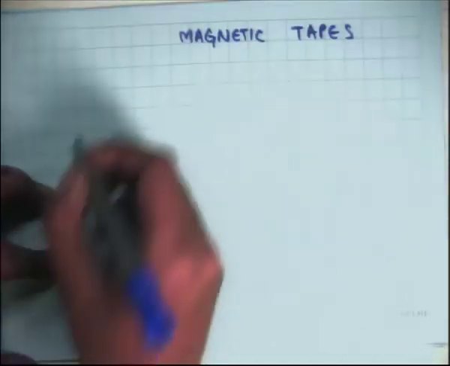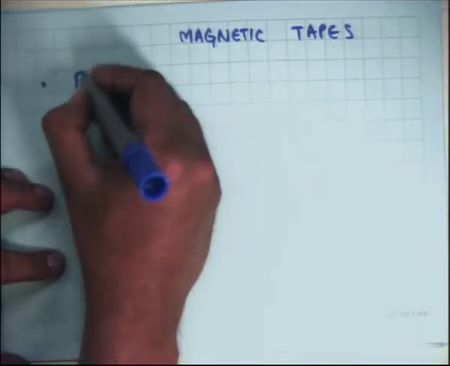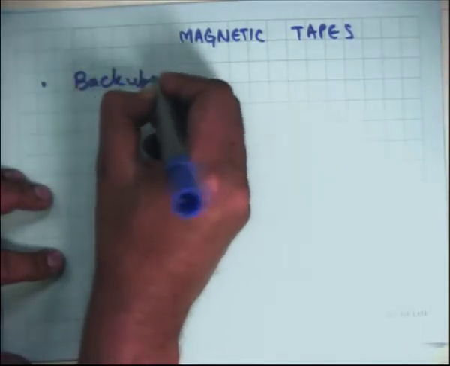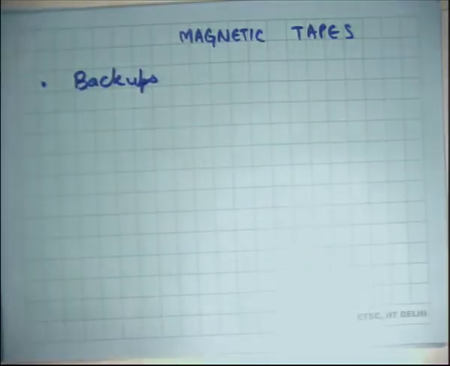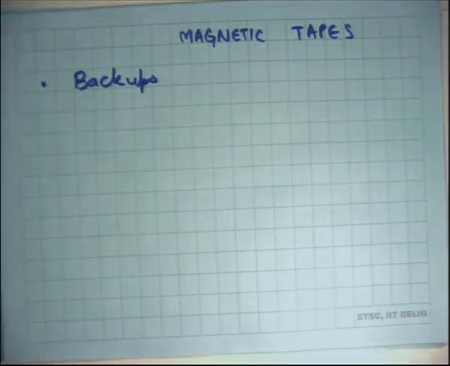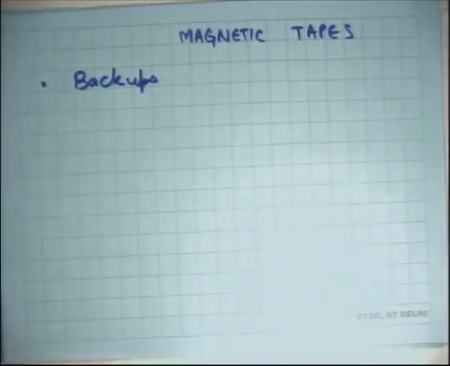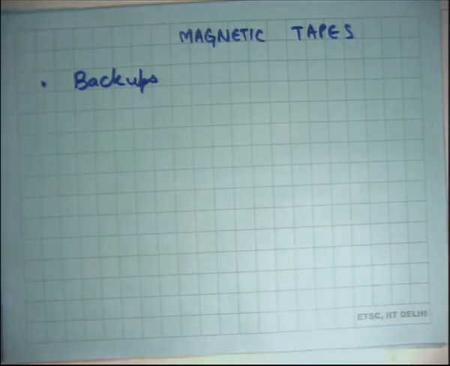Magnetic tapes were used a lot for backups till maybe the early 90s or even the late 90s, but not so much today. Today people use disks for backups instead of using tapes. The reason people used magnetic tapes earlier was that tapes were much cheaper at that time than disks. So let's see how a tape works.